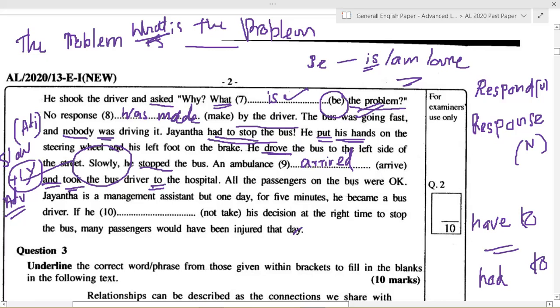All the passengers on the bus were okay. Okay means they were good. Okay? Jayanta is a management assistant but one day, for 5 minutes, he became a bus driver.